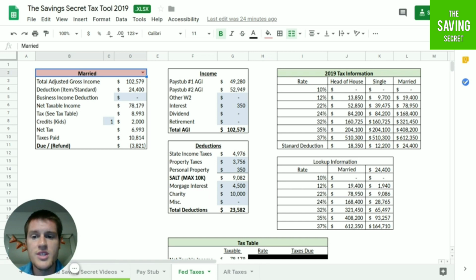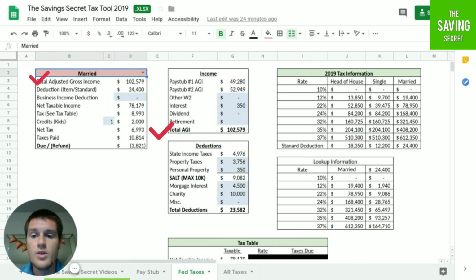The goal of this is not to just spit out an answer for you. Yes, that's what it does, but it also helps you personally understand how taxes work. Taxes don't need to be complicated, but a lot of times we get scared and we want to make sure that they're done correctly. But really, with a little bit of knowledge and a little bit of basic math, you can figure out taxes.